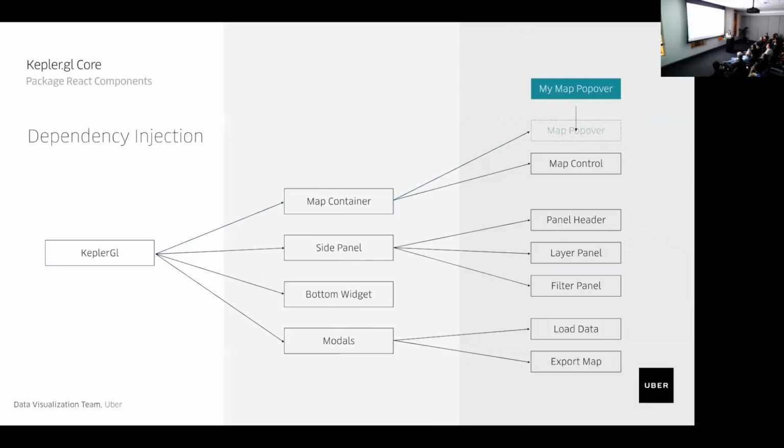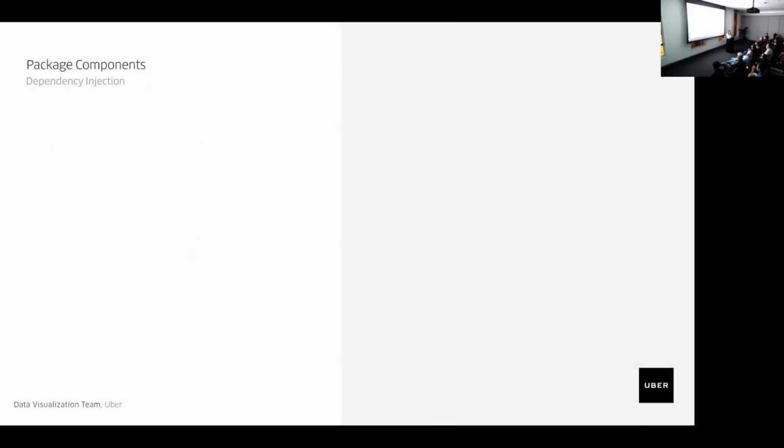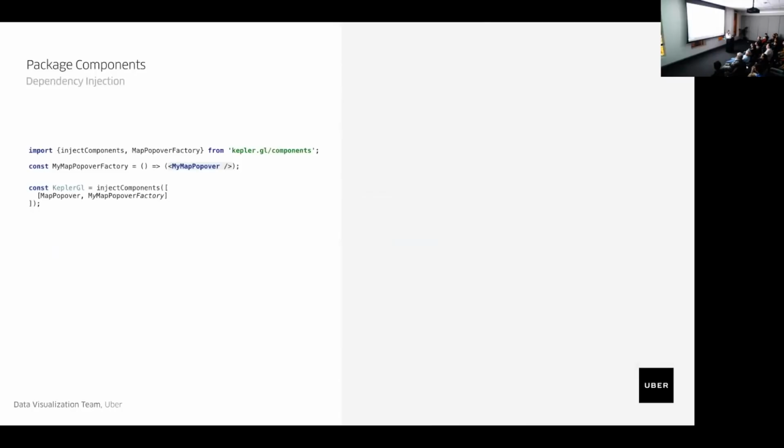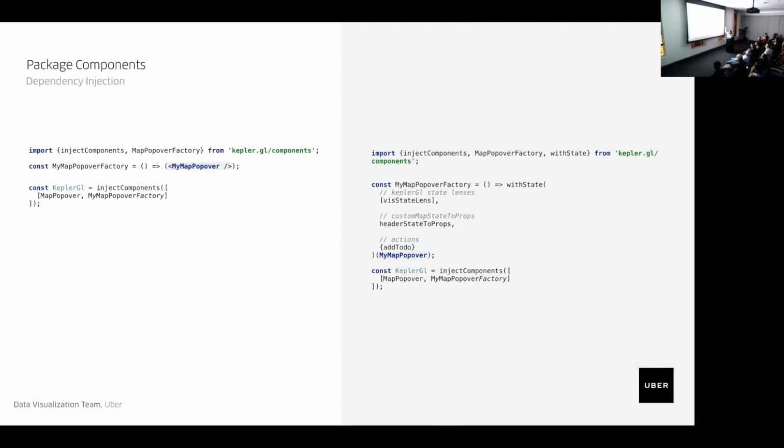So what we did is we designed this dependency injection system. We allow you to just swap out one of the components without actually having to pass it at the bottom of Kepler.gl. All you need to do is call this function called inject components, which will take custom components and then call upon the injectors so that it returns a new Kepler.gl instance and renders a different map component. And then if you want to add different props to it, we have this with state helper, which is basically another form of connect to help you get more different props into your custom components.